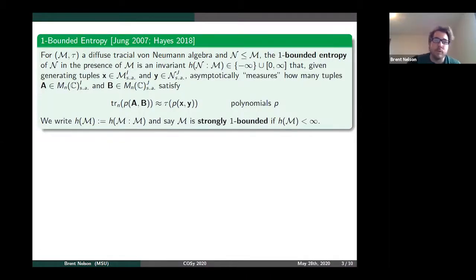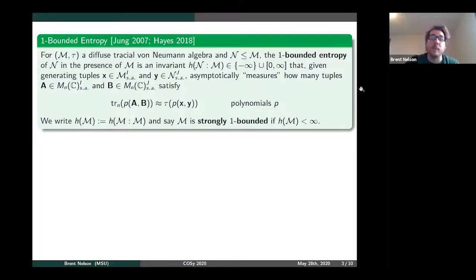You start with a tracial diffuse algebra M here, and then N is going to be a subalgebra. So throughout this, less than or equal sign is going to be my shorthand for saying that it's a sub von Neumann algebra. Then the one-bounded entropy of N in the presence of M is this quantity h(N:M). It can either be minus infinity or anything between the values of 0 and positive infinity.